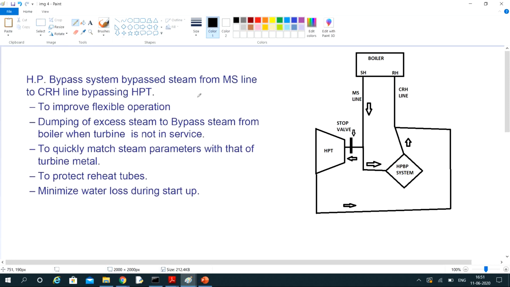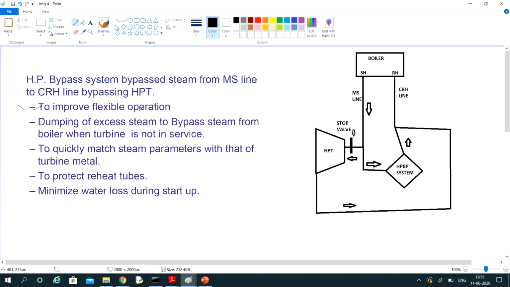So why is it done? What is the need of the HP bypass system? First, to improve flexible operation, because we need a different amount of steam in a turbine at different times, so the quantity of steam to the turbine can be controlled, and this will improve our flexible operation.